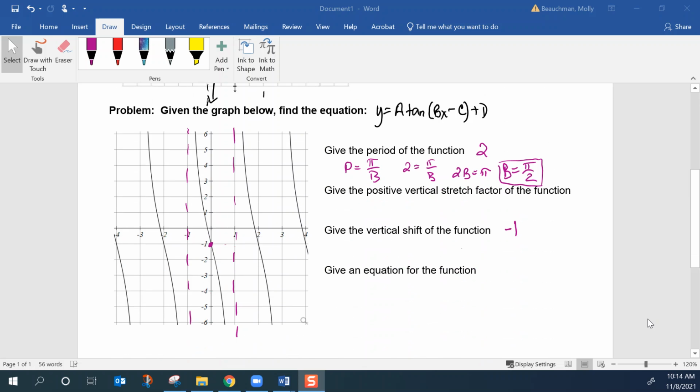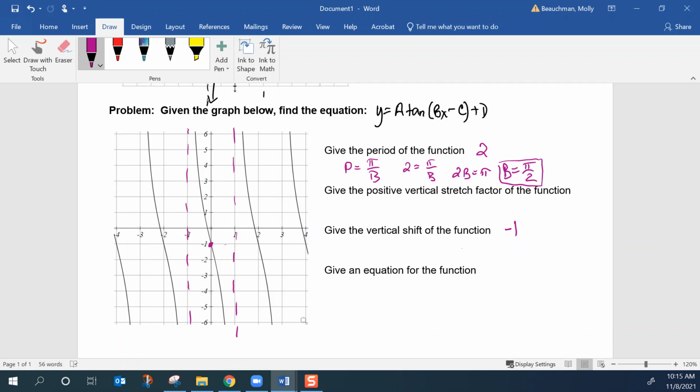First thing we do is take a look and try to identify the period. So if you take a look, the period, where are your vertical asymptotes? On this graph, it's not labeled in terms of radians, it's labeled in terms of whole numbers. So if you look negative 1 to positive 1, that's one full period of the graph. So the period, distance from negative 1 to 1, is 2.